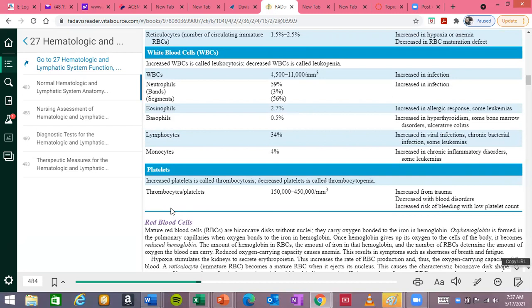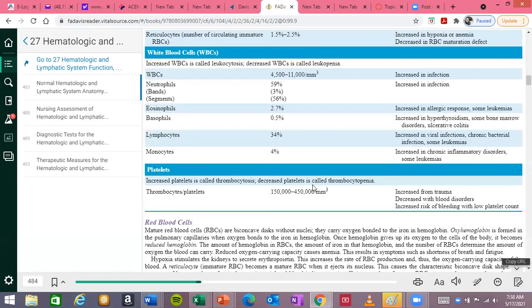Not enough platelets will cause me to bleed out. A clot cannot be formed because I don't have enough platelets, which will result in me bleeding out. Having too many platelets can result in a blood clot, and that clot can travel and lodge in any area of the body. Depending on what area it lodges in dictates what's going to occur. If a clot lodges in my heart, that decreases tissue perfusion to my heart, and that can result in heart failure.